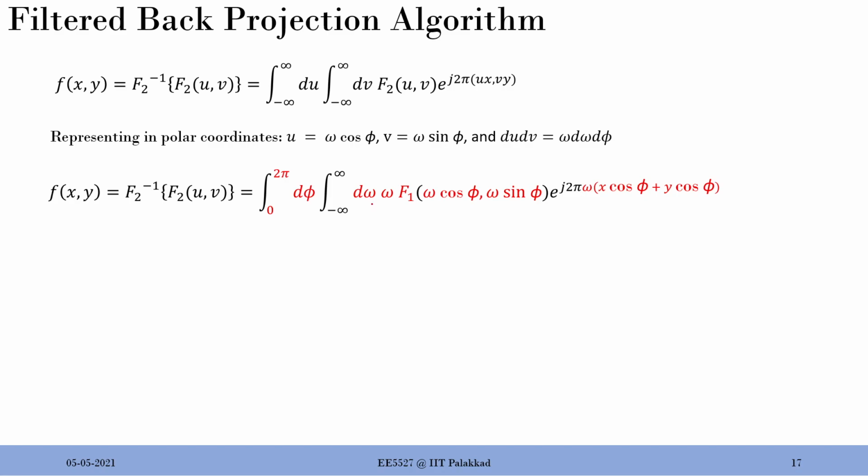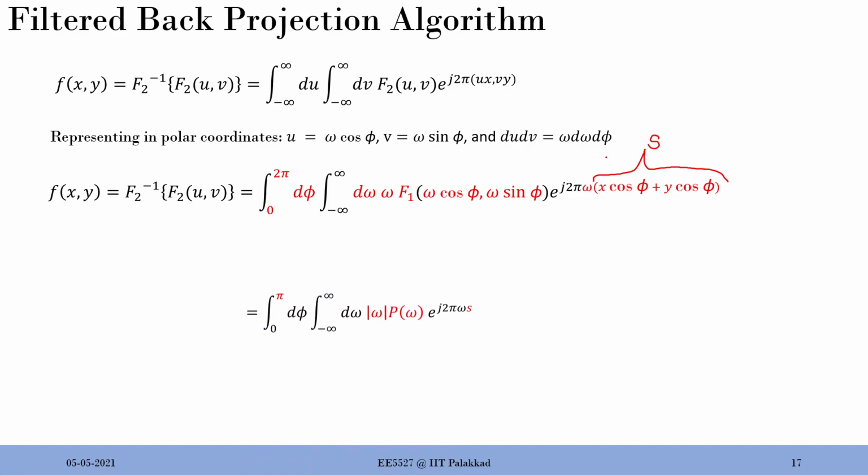d omega is the resolution that I have, and here is the major change: for each phi it is a 1D slice, omega cos phi, omega sin phi. Again, if I put phi equal to 0, this term becomes 0 and this term becomes omega. That's exactly the horizontal slice I was talking about, right? Then e raised to j 2 pi omega, if I substitute for the u value and v value, it becomes x cos phi plus y sin phi. And the major thing you need to see here is that this is nothing but s, the projection, right?